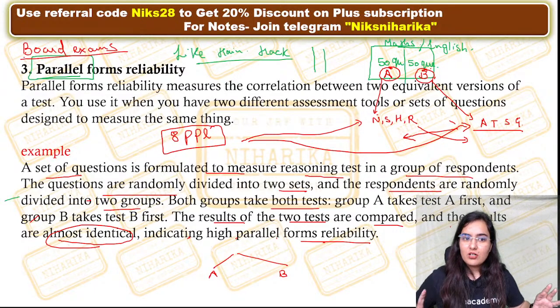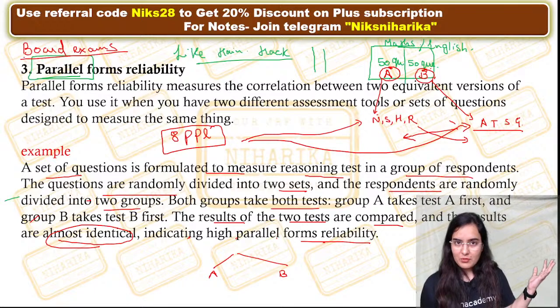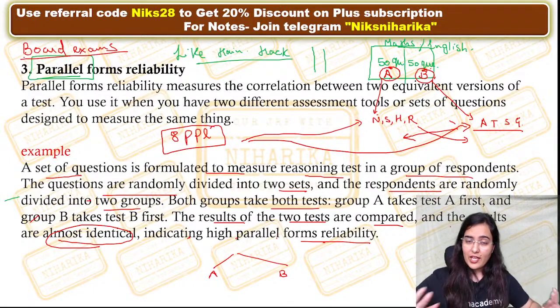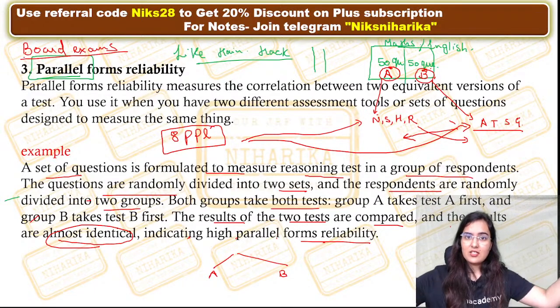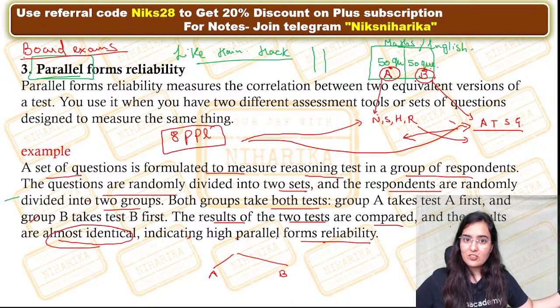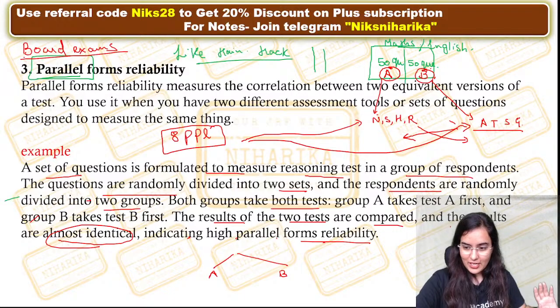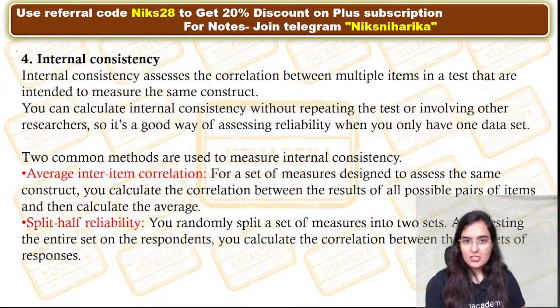So basically the sets are prepared, and then after that this parallel form reliability test is taken. If everything is the same, then these three sets are distributed for your board exams. Practical applicability, right? Yes. Okay, next one is what?